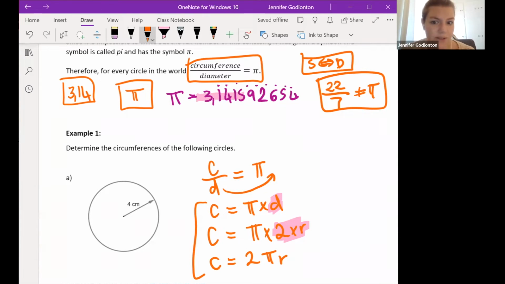And then we're going to start doing some questions with them now. But I don't want you to stress. The most important thing at this moment is to actually be able to understand what this formula is saying.